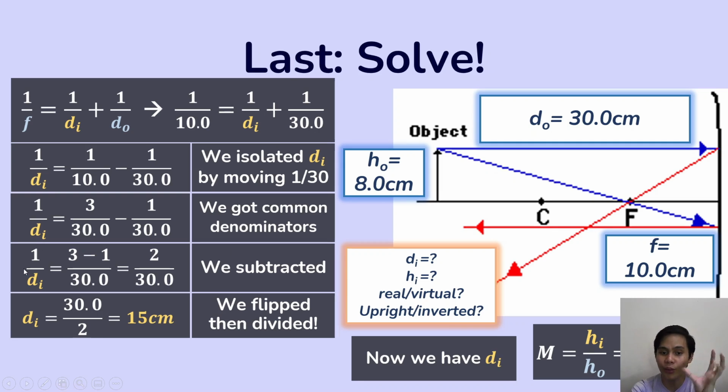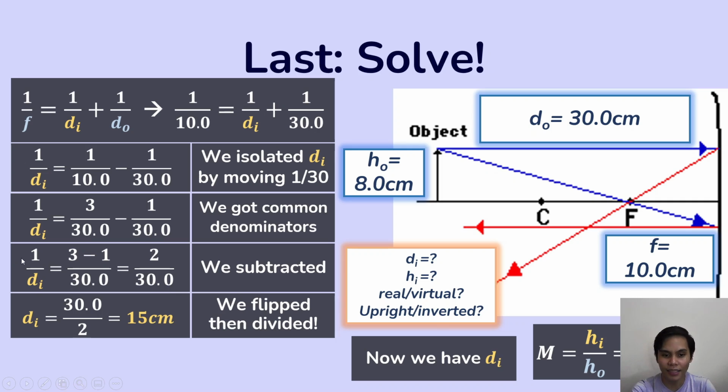Now, if you have 1 over di and 2 over 30, we have to isolate di so that it's not 1 over di. You can do this by cross-multiplying. So you multiply 2 by di and multiply 1 by 30 and make those numerators. Or you can do the shortcut, which is just to flip both sides of the equation.